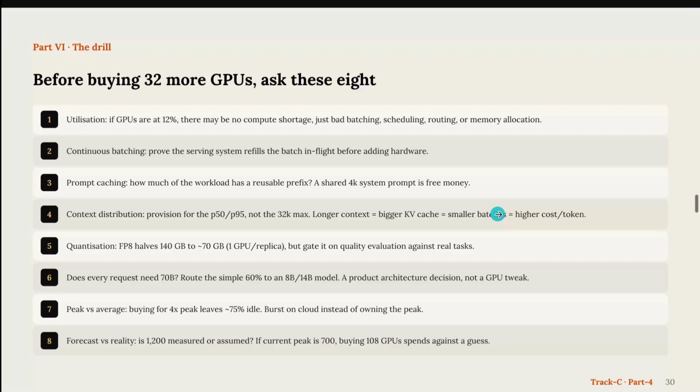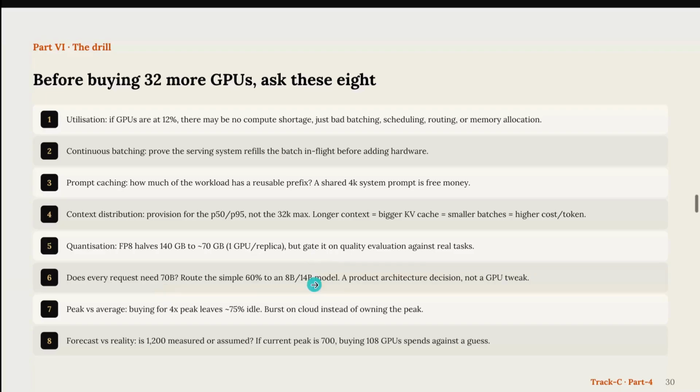Quantization. We could quantize the whole model and double the throughput. So instead of needing 108 or 110 GPUs, we would now need fewer GPUs. But that needs to be gated by quality evaluation, because a drop in floating point size would mean a drop in precision. A drop in precision would mean varied answers. So we need to really look at it from the angle of quality. Does every request need 70 billion parameters? Need not be.